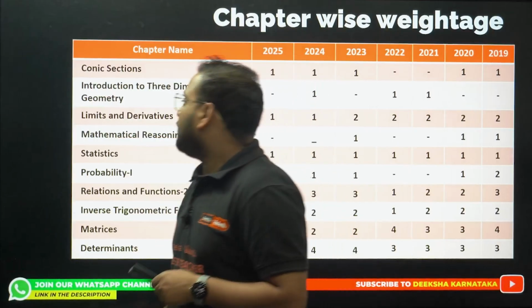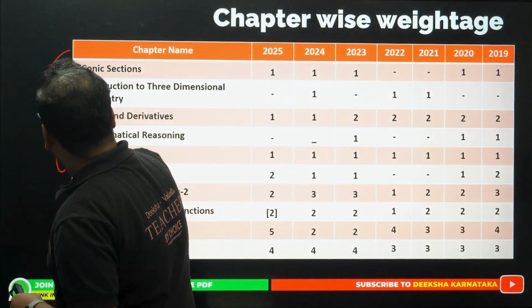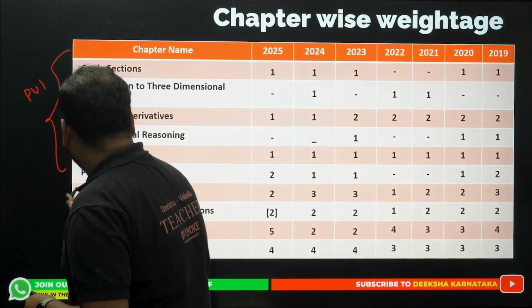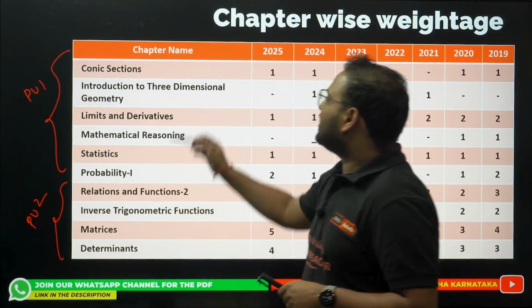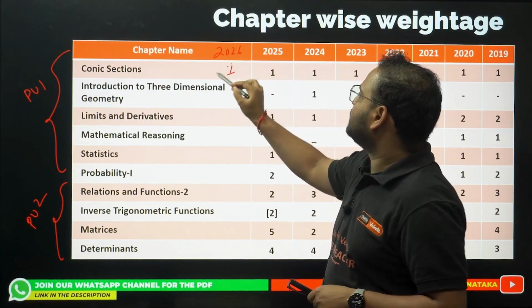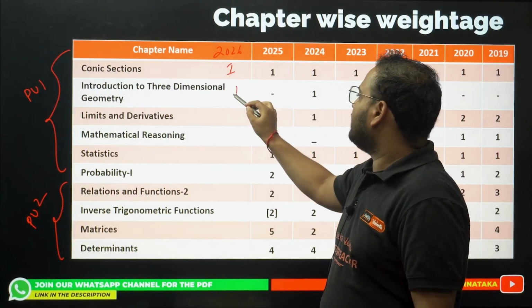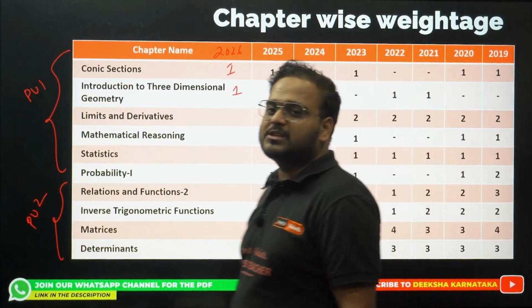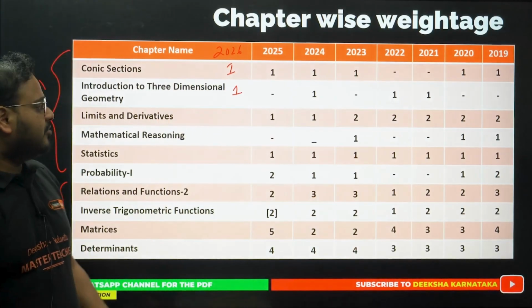If you move on to the PU1 topics again, have a look. So all the way till here we have again PU1, and here we start the PU2 part. Okay, so conic section had 1 question in it. If you expect this year also, there will be 1 question or maybe no question, 1 or 0 questions. This had no question. There might be 1 question coming this way in 2026 also. Sometimes they ask a simple question based upon introduction to 3D geometry.